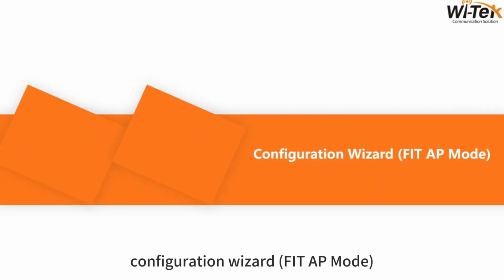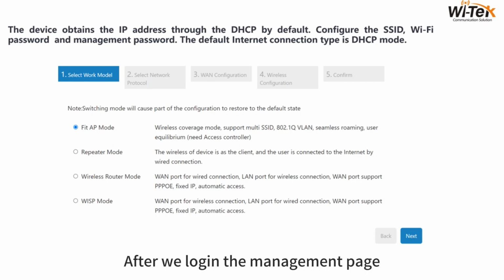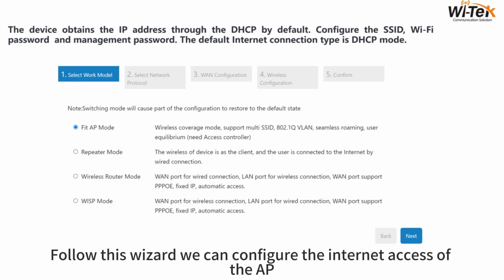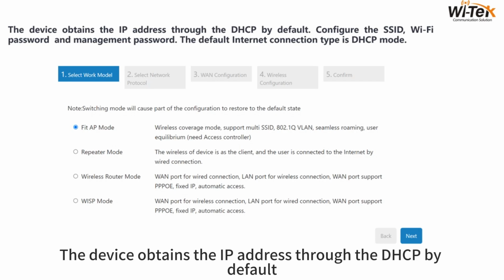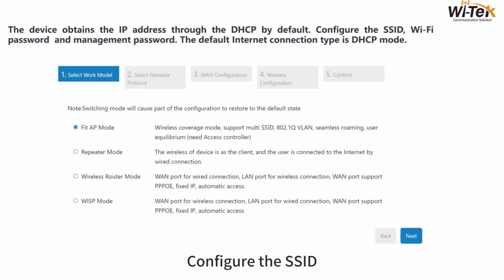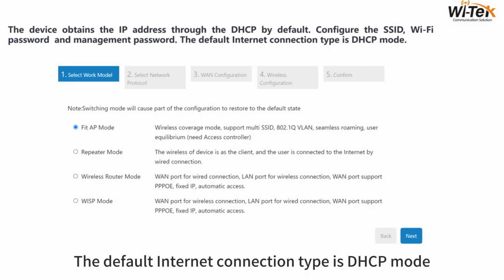Part 4. Configuration Wizard. Fit AP mode. After we log in to the management page, you will get into the Quick Setup Wizard. Following this wizard, we can configure the internet access of the AP. We can take a look at this wizard. It includes 5 steps. The device obtains the IP address through DHCP by default. Configure the SSID, Wi-Fi password, and the management password. The default internet connection type is DHCP mode.